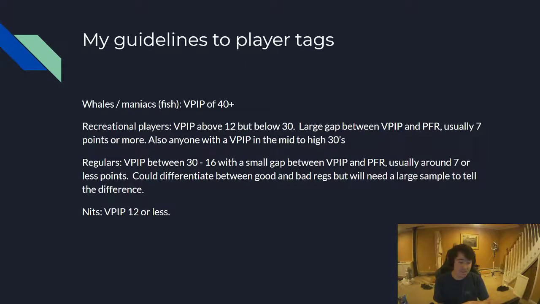And the last player tag I have is for nits. These are the people that have a VPIP of 12 or less. This is a pretty simple category. They are just sitting around waiting for the nuts. They're really simple to play against.